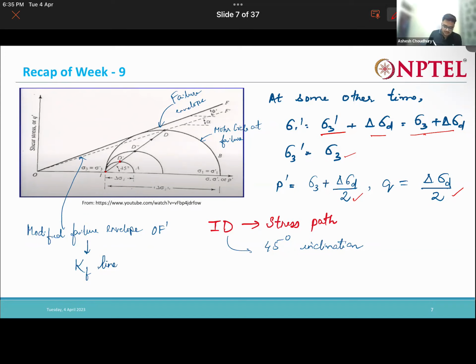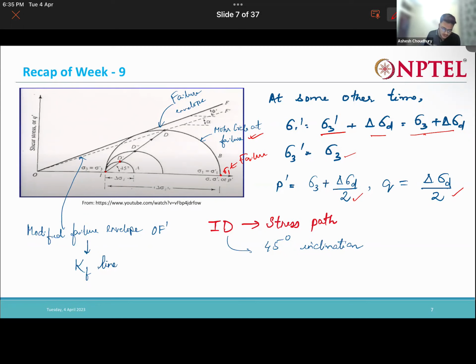Okay, like this we will keep on doing the test, and at this point, this sigma 1 is nothing but my failure sigma 1. This sigma 1 is nothing but the failure Mohr circle. This is my Mohr circle at failure.